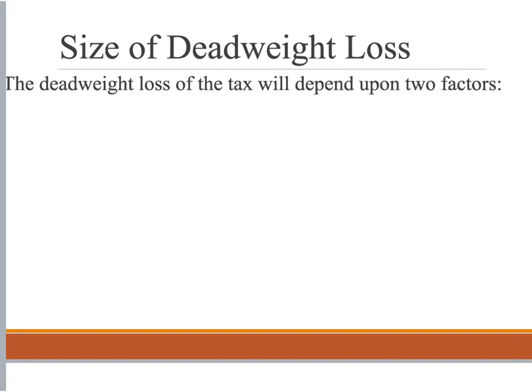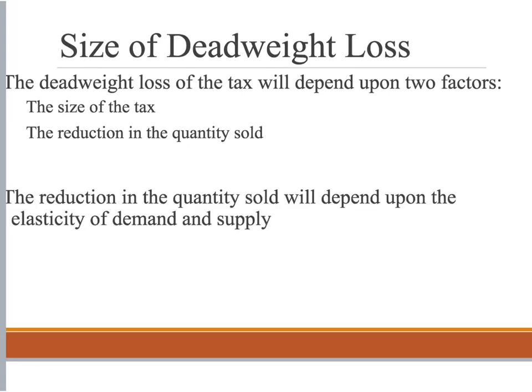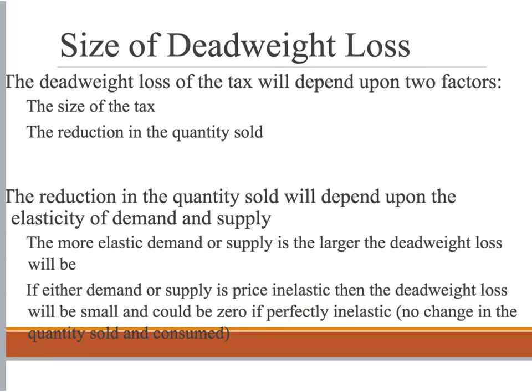The deadweight loss of a tax will depend on two factors: the size of the tax and the reduction in the quantity sold. The reduction in the quantity sold will depend on the elasticity of demand and the elasticity of supply. The more elastic demand or supply is, the larger the deadweight loss will be. If either demand or supply is price inelastic, then the deadweight loss will be small and could even be zero if perfectly inelastic.